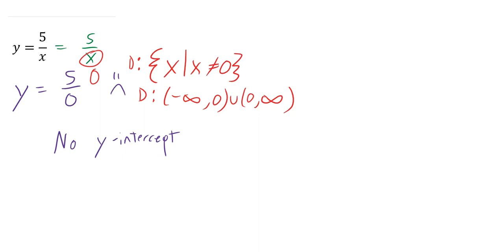Then I simplify. There's nothing to simplify. And I look at the zeros of my numerator. There's not a 0 of the numerator. Nothing is going to make my numerator come out to 0. There's no solution to 5 equals 0. No x value suddenly turns a 5 into 0. So there's no x-intercept.